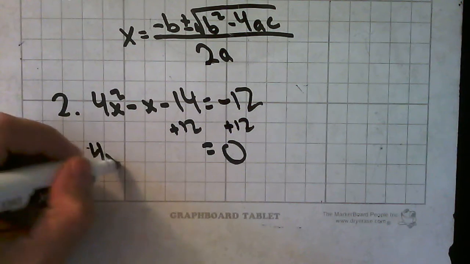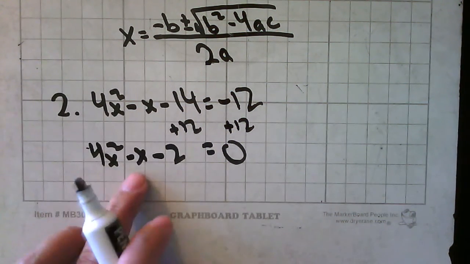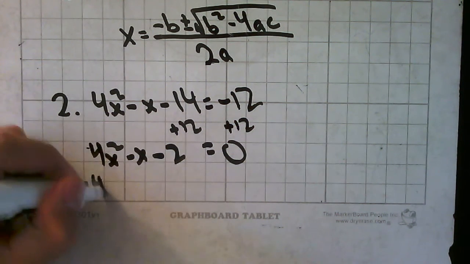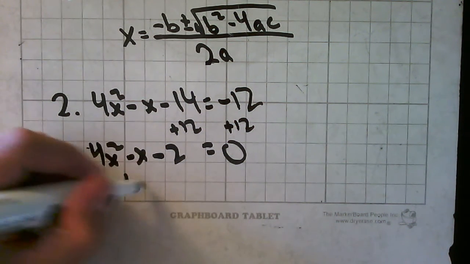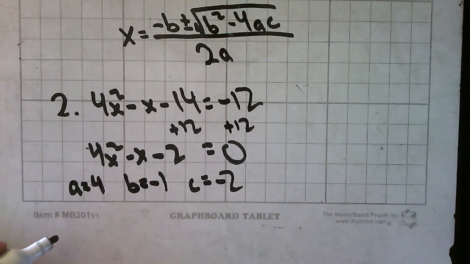0 equals 4x squared minus x minus 2. So now we're going to use these three for my a, b, and c. So that's the only main difference here. So a is 4, b is negative 1, c is negative 2. And then I'm going to plug it into the quadratic formula. So I'm going to pause and fast forward here.